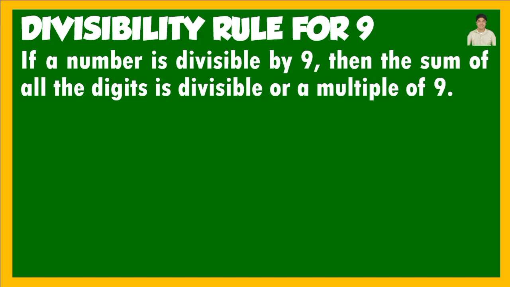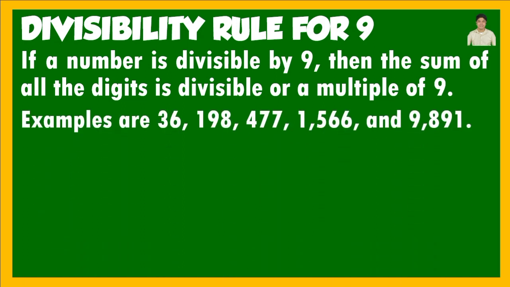So dun sa divisibility rule for 6, ina-add din naman natin yung mga numbers. Kaya lang, kino-consider din natin yung divisibility rule by 2. Kasi yung 6 is an even number. So let us have the examples. So 36, 198, 477, 1,566, and 9,891. Okay, so add natin yung mga digits.